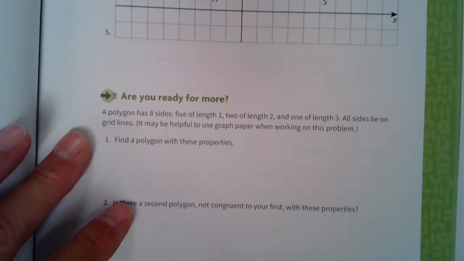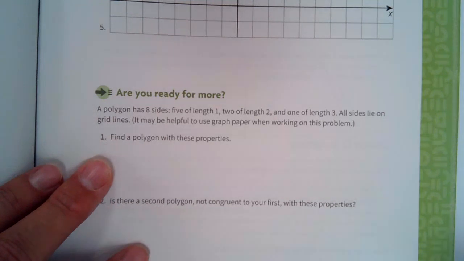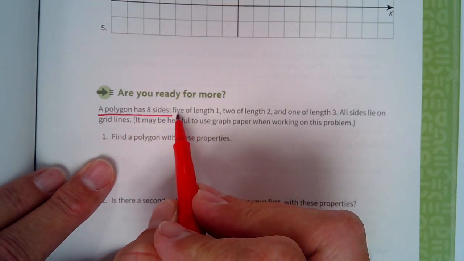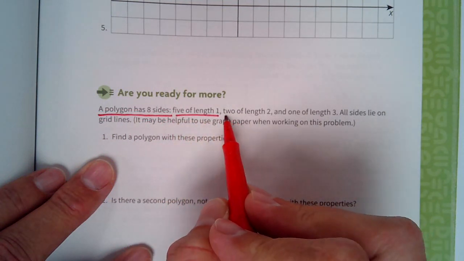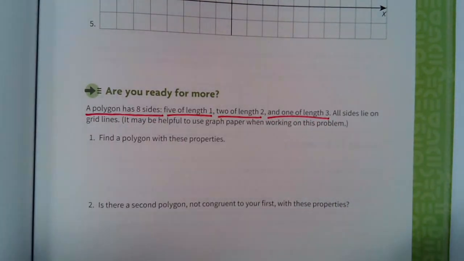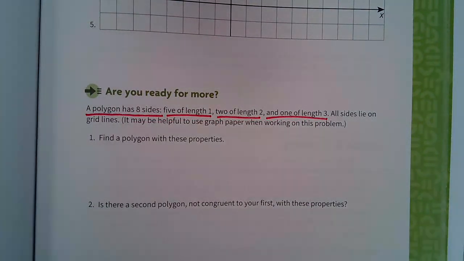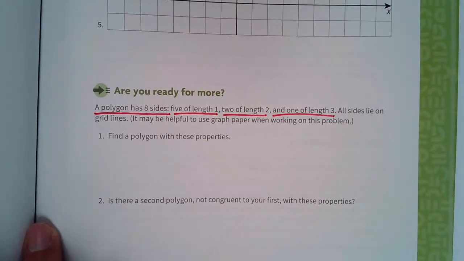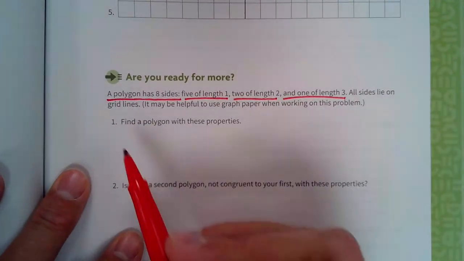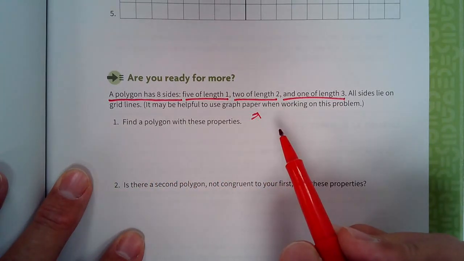And then right here at the bottom of page 105, are you ready for more? A polygon has 8 sides. 5 of the sides have a length of 1, 2 of the sides have a length of 2, and 1 has a length of 3. It says all sides lay on grid lines. It may be helpful to use graph paper when working this problem. I will hand out some graph paper to you and collect them tomorrow. There are 2 problems you need to try. Find a polygon with these properties, the properties above they've been talking about.